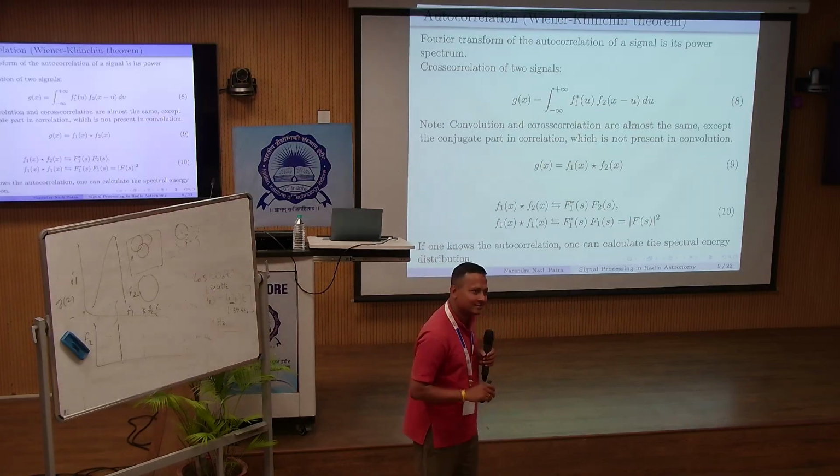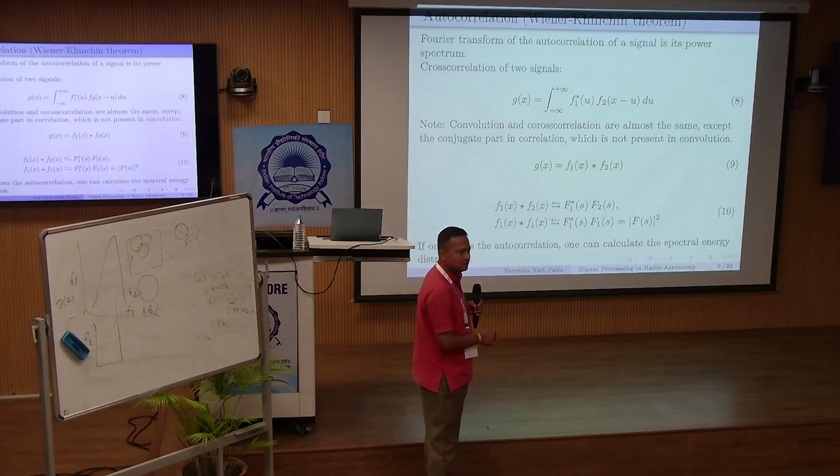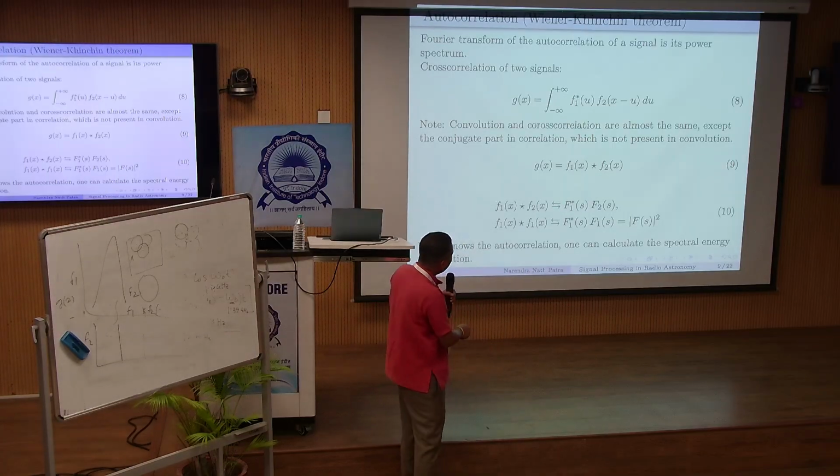The stars are all gone, right? Think of it instead of f1 star, just consider that f1 star itself is a function. Then this is a convolution of f1 star and f2. Take a Fourier transform of G. Then it is the Fourier transform of f1 star multiplied by the Fourier transform of f2. The Fourier transform of f1 star is like f1 Fourier transform star, and this is f2. Now, autocorrelation is what?